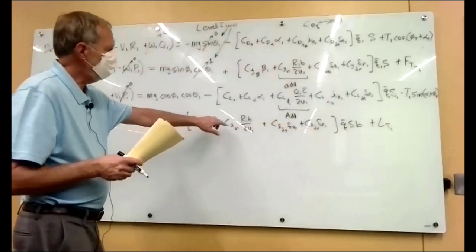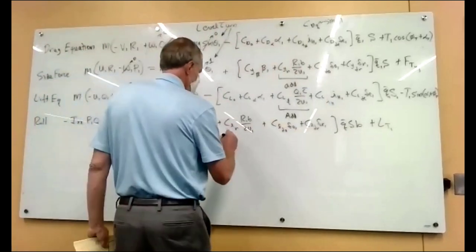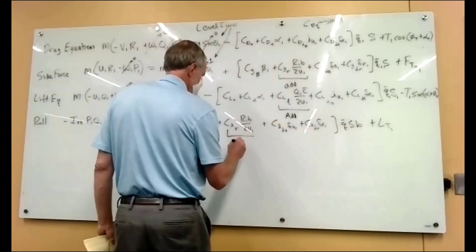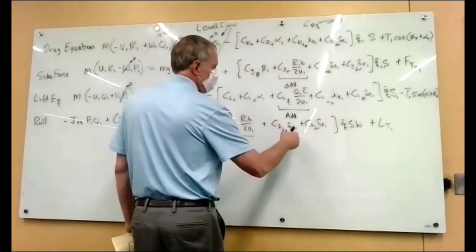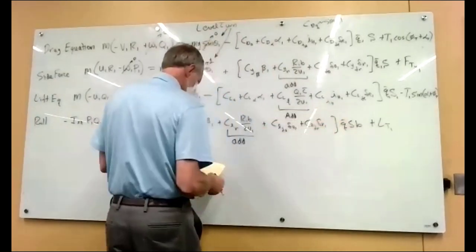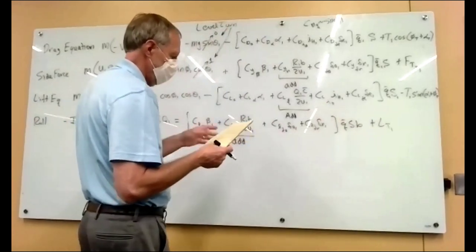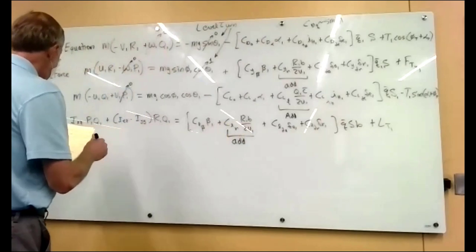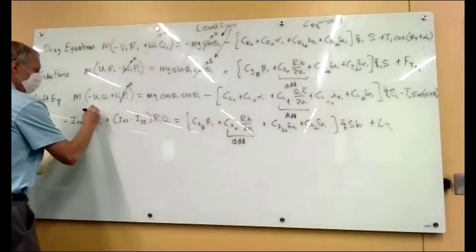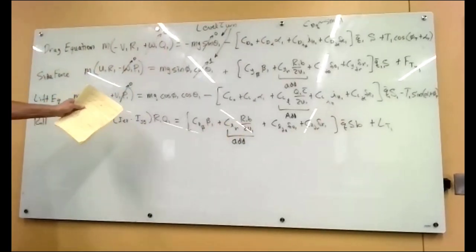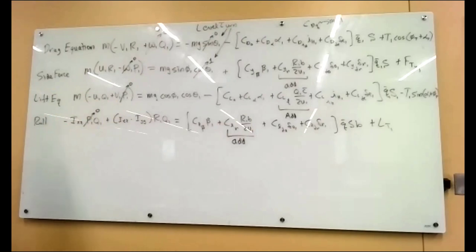It depends on beta. We've added this term here because now we're turning. Aileron and rudder are normal, and there's the thrust effect. And P1 is zero, so we can knock this out, but not R1 and Q1. And then here's the pitching equation.